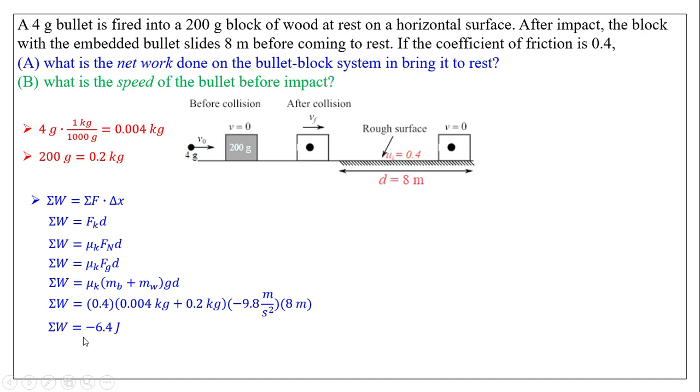And it's a negative here because it's work due to friction, or it's work done against the system. So other than that, that is my answer for part A. All right, so let's go and crack out part B. Part B wants us to find the initial speed of the bullet before impact.